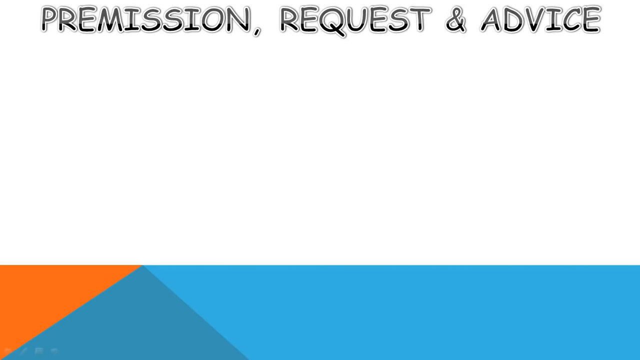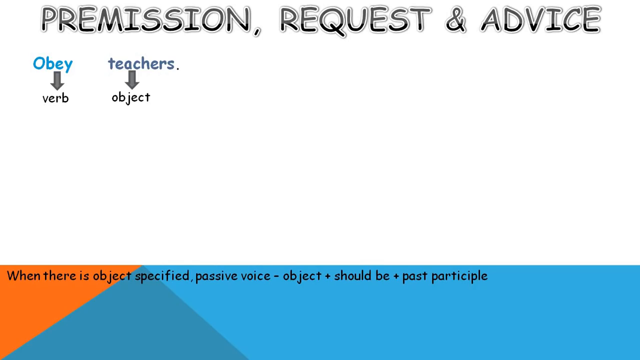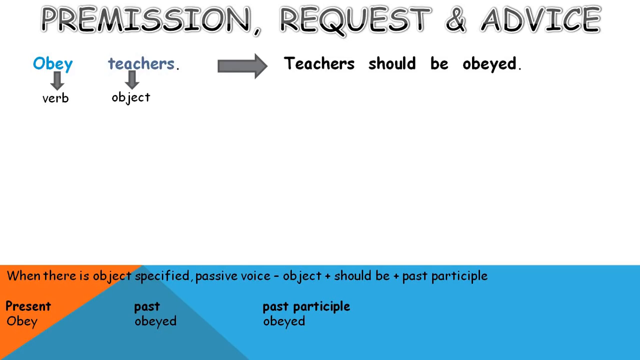Have a look at permission, request and advice. Obey teachers. This is an advice. So obey is the verb and teachers is the object. So if the object is specified in the active voice, the passive voice structure will be object plus should be. Here the object is teachers plus should be plus the past participle. The past participle of obey is obeyed.